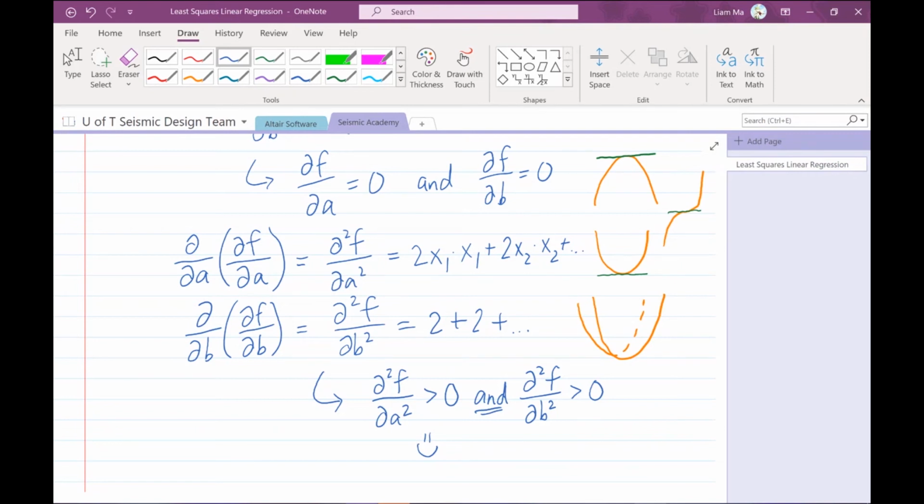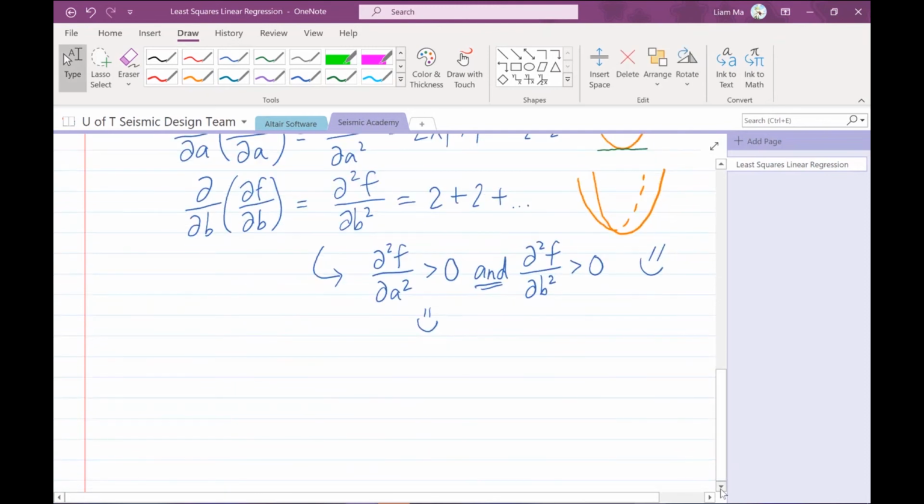And luckily, in our case, we set this up so that we're actually guaranteed a case where both our second partial derivatives in each direction are greater than 0. And so we're guaranteed a minimum. So we're happy about that. Awesome.